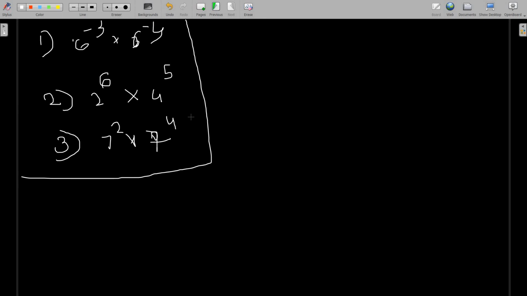So in this session I explained about the multiplication property. In the next sessions I am going to explain some other properties of exponents, and there are so many properties in the laws of exponents. So now I am concluding this session.